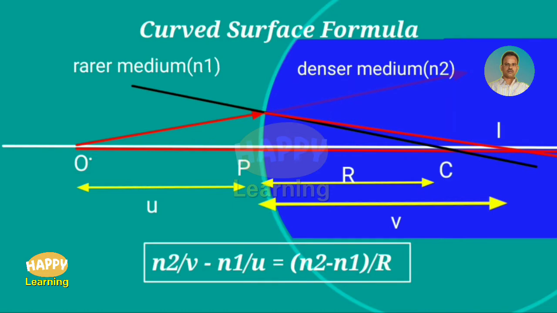Here U, V and R should be measured following the sign convention. Later in this chapter, we will discuss in detail about this sign convention, when these U, V and R terms will be positive and when they will be negative. So here we got a formula, that is the curved surface formula. What is it? N2 by V minus N1 by U is equal to (N2 minus N1) by R. Okay, right.